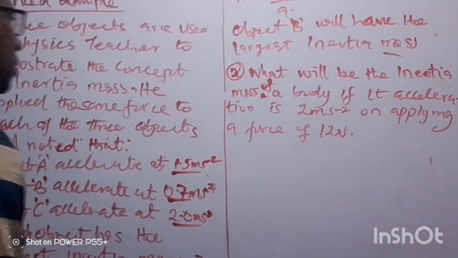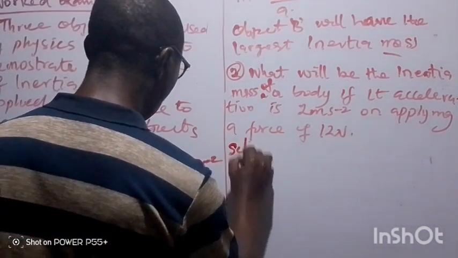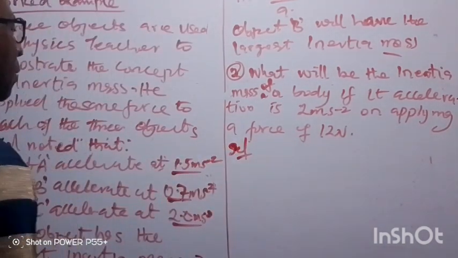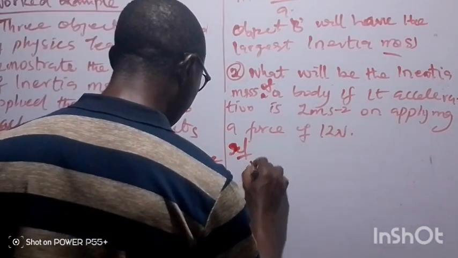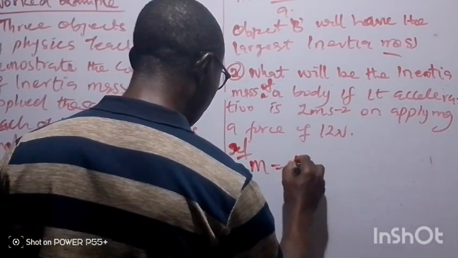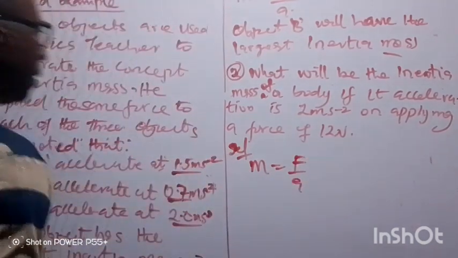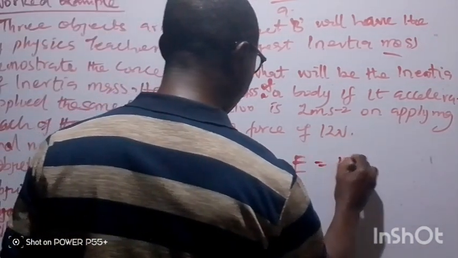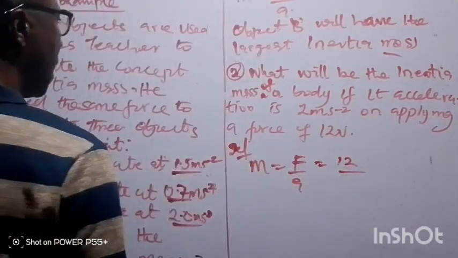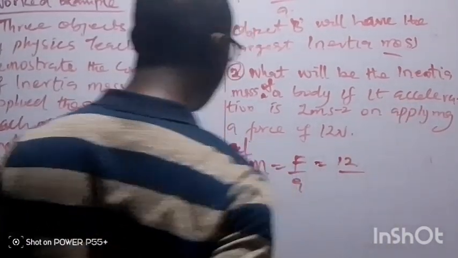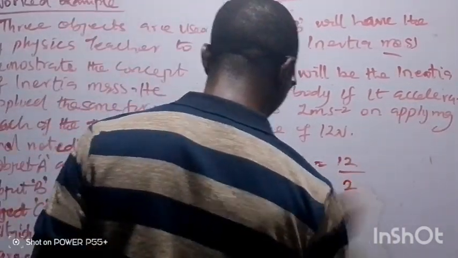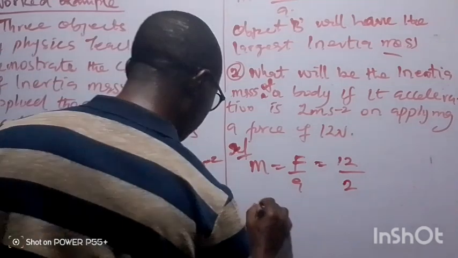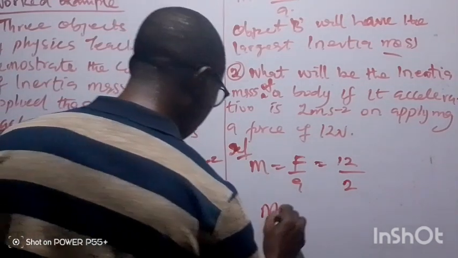Solution to this one. Now, don't forget our formula for inertial mass: m is equal to F over a. And from this question, F is given as 12, then a, according to the question, is given as 2. So without wasting time, the inertial mass m will be equal to 6 kg.